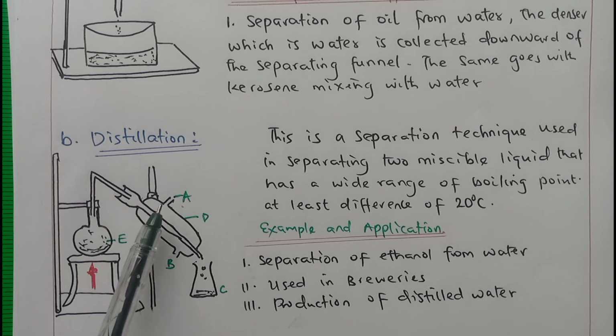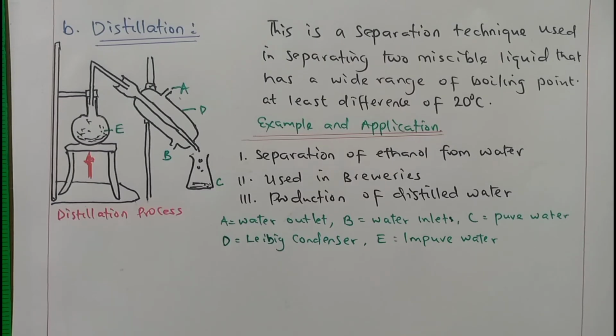Therefore, let me write out these values down for you here. Here I'm assuming that it is an impure water that we want to distill. Therefore, I label this in that idea. It is used in the industry, in the breweries. WAEC and NECO ask this question: which of the following separation techniques is used in the breweries? Okay, this is the one.